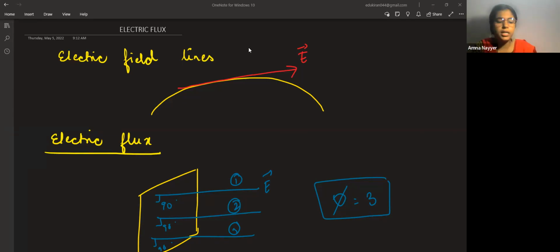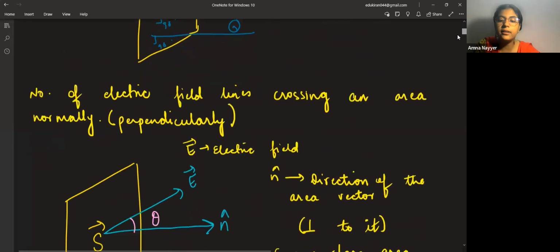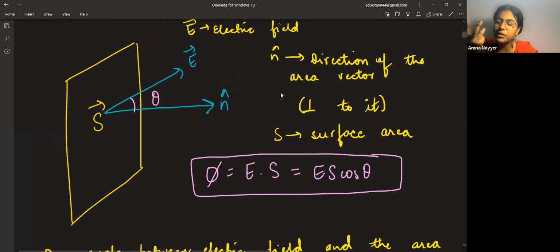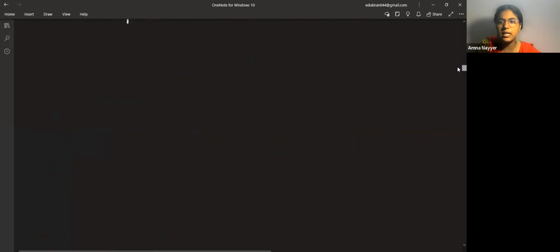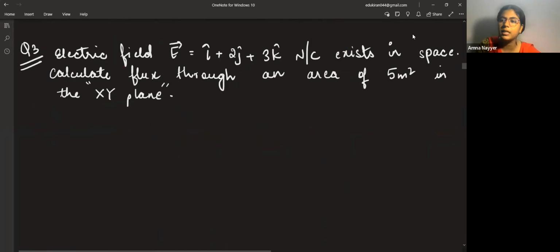See, electric flux was what? In the last class, I discussed with you yesterday that electric flux is basically the number of field lines crossing per unit area normally. Fine, only you will consider the field lines which are perpendicular to the surface. Every time it's not possible to manually count the electric field lines, so we have a particular formula for the same. Phi is equal to E dot S, that is ES cos theta. This is the formula, and regarding this formula, we discussed one or two questions. One question was left from this topic.